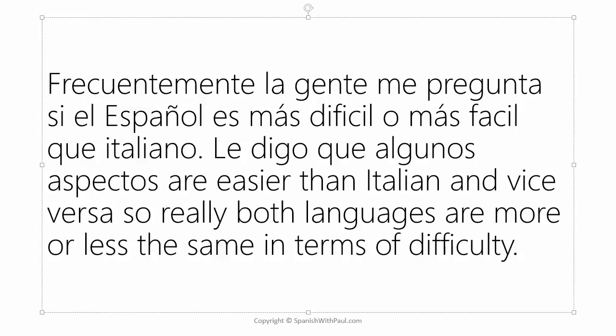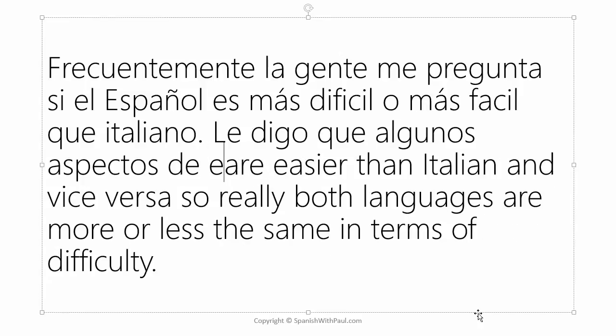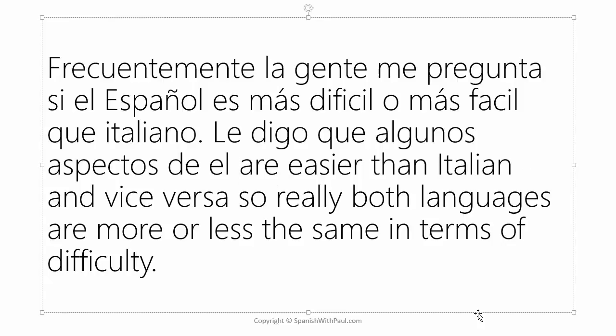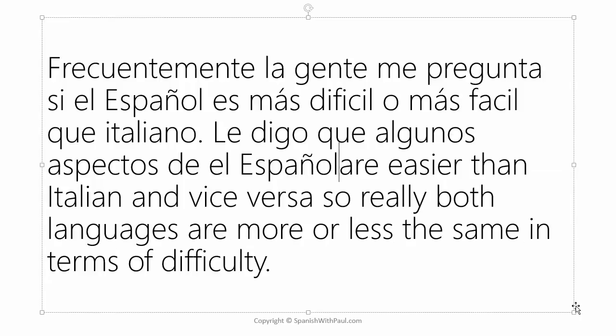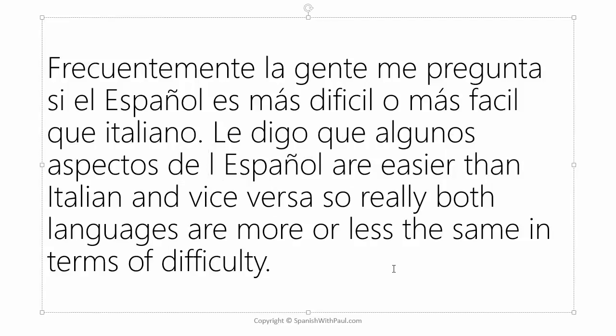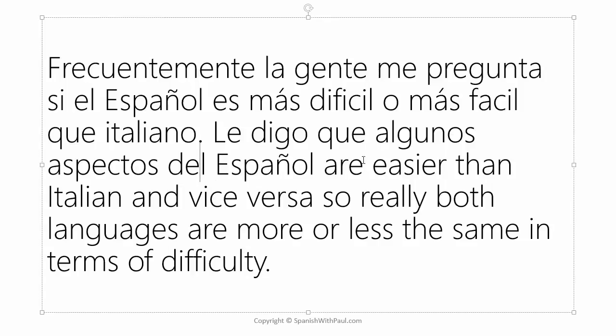You can see how algunos aspectos in plural. Then of Spanish would be of the Spanish. Del, because we have this contracted. So this is how it would look. Le digo que algunos aspectos de él, and it gets contracted to del español. Then we have are, this is going to be son.